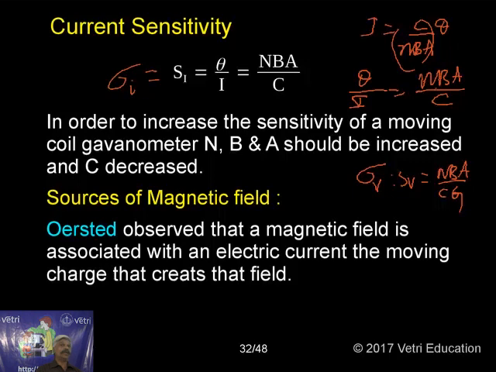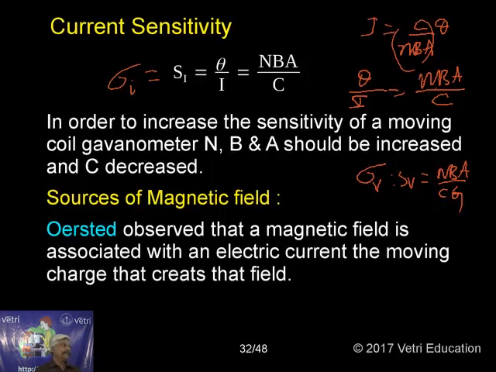One typical question usually asked in entrance examinations: if the current sensitivity is increased, what about the voltage sensitivity? Simply looking at this formula, you might say the voltage sensitivity also increases. That is wrong. For example, if the number of turns of the coil, N, increases, the current sensitivity increases. That is given in the slide. What is capital N? Number of turns of the coil.